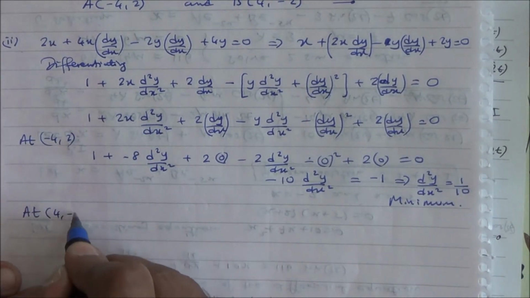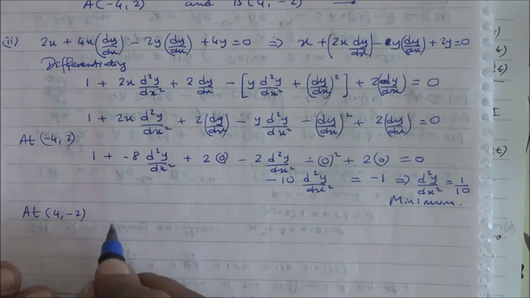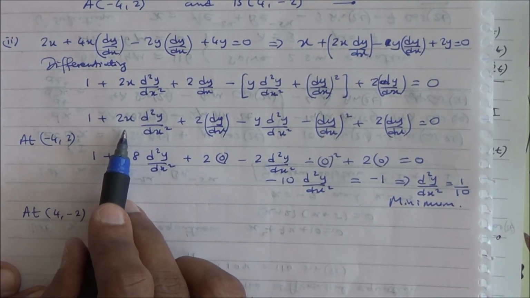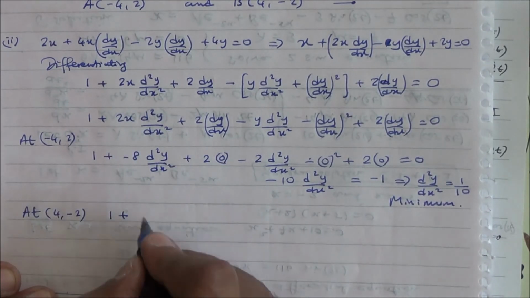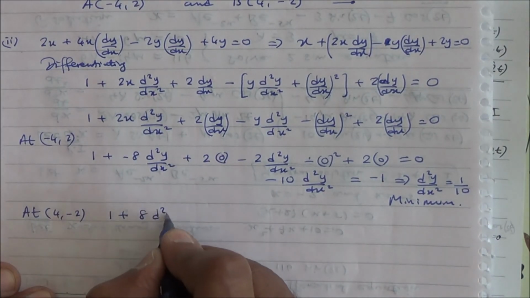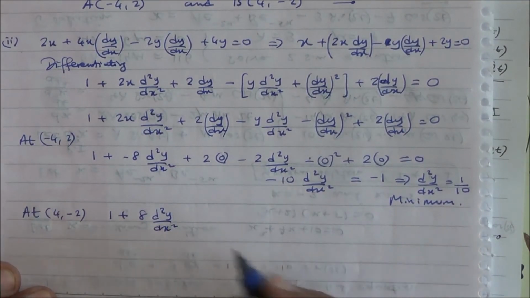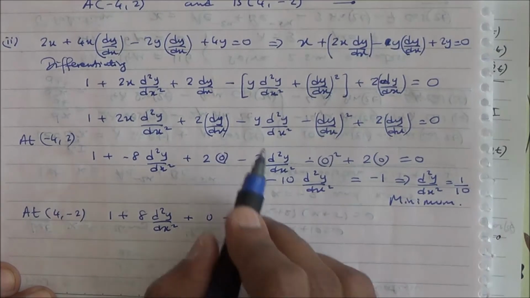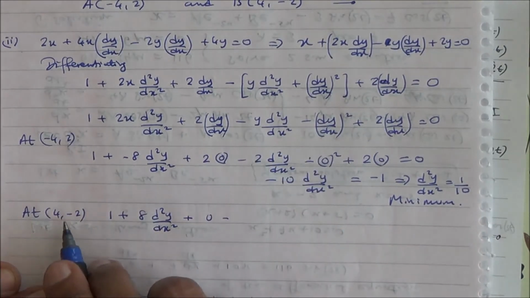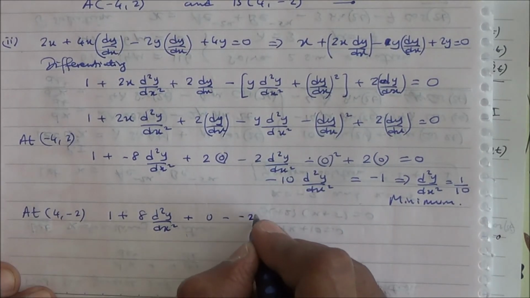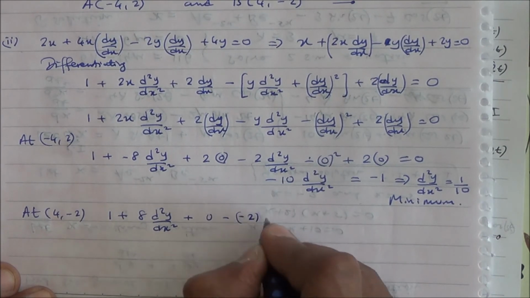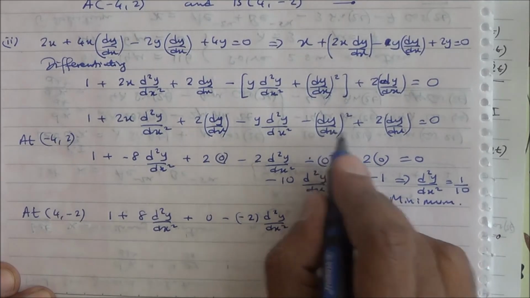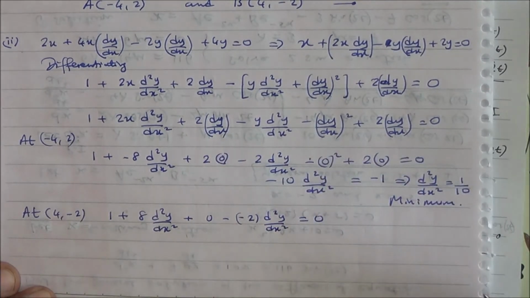I've got 4 and then minus 2. This time, at that point, I've got 1 plus 2x. 2 times 4 is 8. So 8 d2y over dx squared, plus 0, minus y, and y is 2. So minus minus 2 is going to become plus d2y over dx squared. And that is 0, is equal to 0.